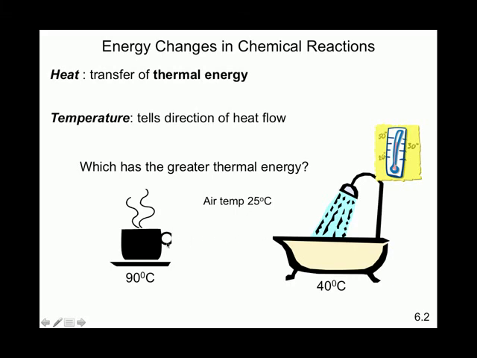But which one of these two objects will release more heat? Well, you might think it's the hot coffee because the temperature is much higher than it is for the water in the bathtub. But because there's so much more water in the bathtub, the bathtub is going to release more energy to the air. So that bathtub of water, because it has so much more water, has more thermal energy. We're going to calculate energy later on. We're going to have to take into account how much of that object we have and what its mass is.